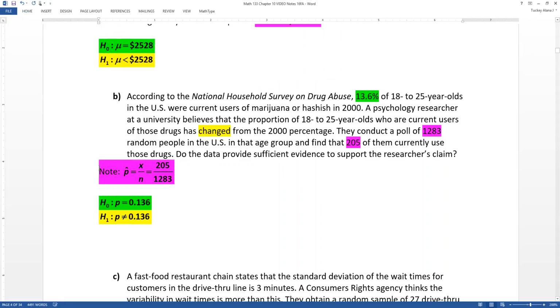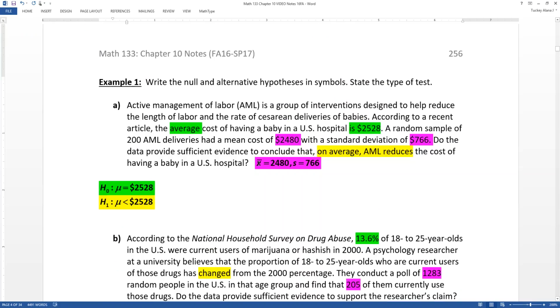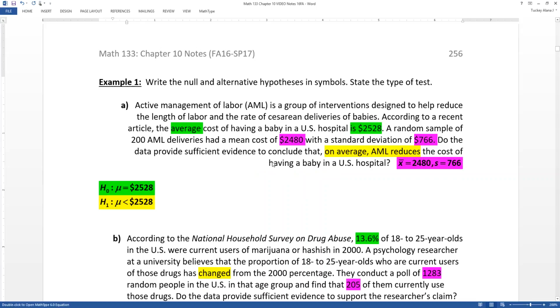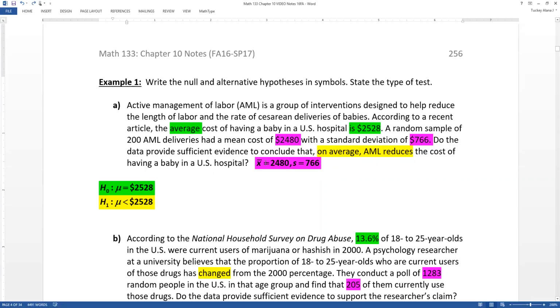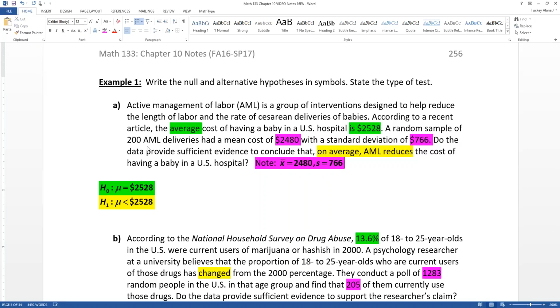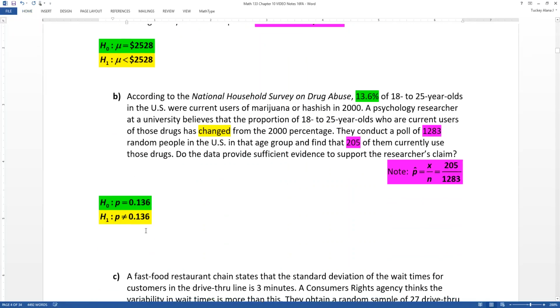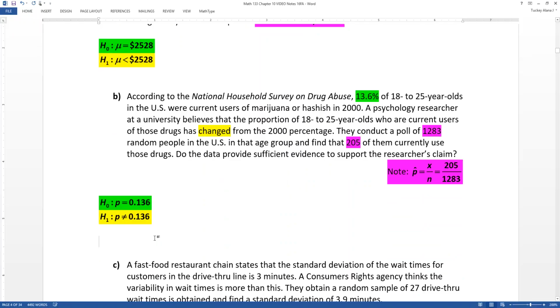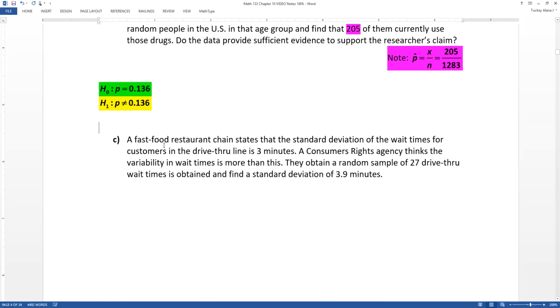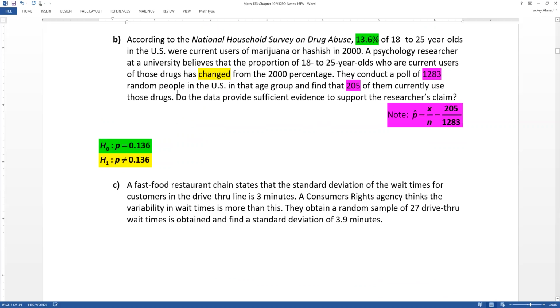So the hypotheses are what was given, right? Same thing with this one, right? This value right here is not needed. The x bar value. They just gave it to you because you would use it later on in order to test the information, but it's not actually needed to create the hypotheses. All right, so there's your answers. The p equals 0.136 and the p is not equal to 0.136. Those are your two hypotheses.